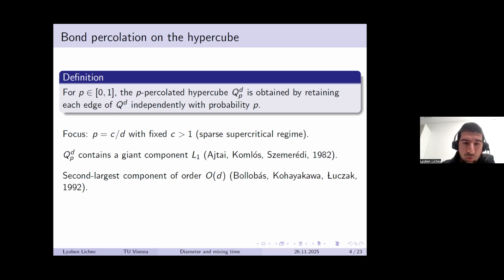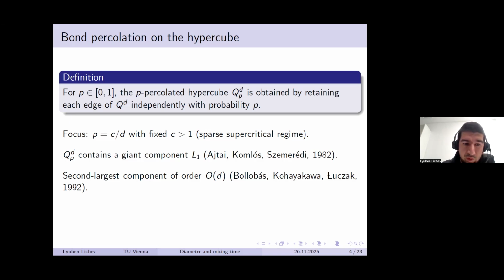For this model, there has been quite some work. Let me discuss probably two of the most standard references for it. In 1982, Ajtai, Komlós and Szemerédi proved that in what I said to be the supercritical regime, there is actually a giant component which contains a constant proportion of the vertices.